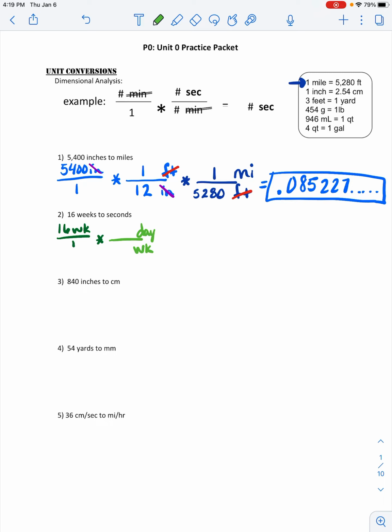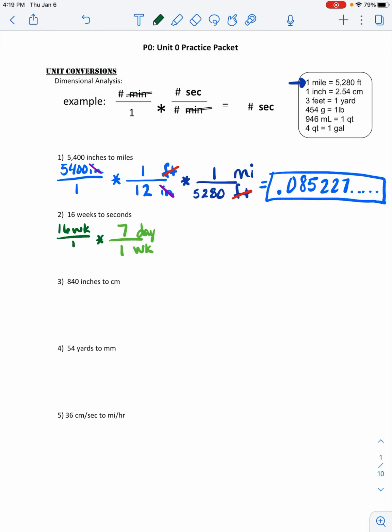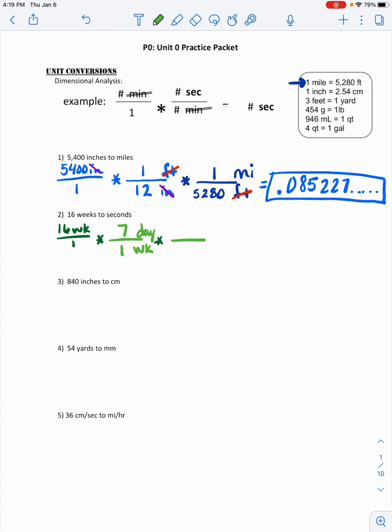The bigger one gets the 1, and it takes 7 days to make a week. So now that is going to put my unit as days. So we're going to need to write another fraction here so that we can go from days to hours.